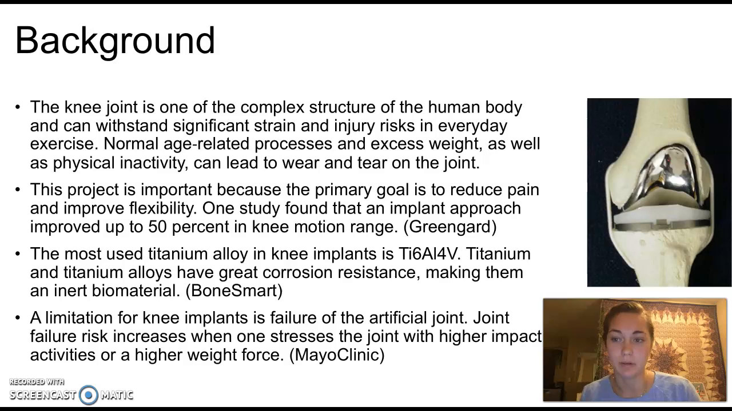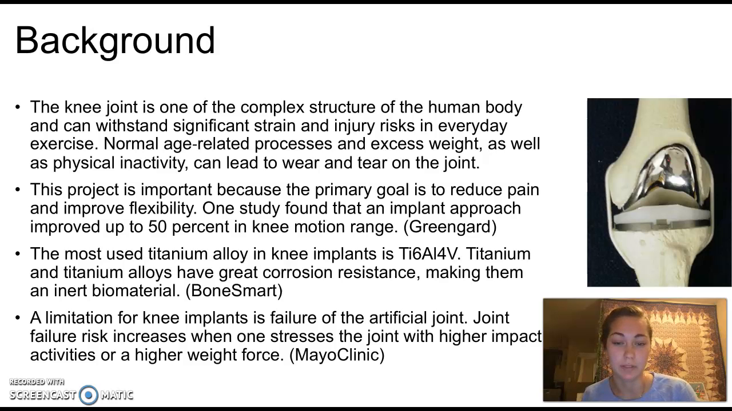Okay, so some background. The knee joint is one of the most complex structures of the human body. It can withstand significant strain and injury risks in everyday exercises. Normal age-related processes and excessive weight, as well as physical inactivity, can lead to wear and tear of the joint. This project is important to us because the primary goal is to reduce the pain and improve the flexibility. One previous study found that an implant approach improved up to 50% in knee motion range.